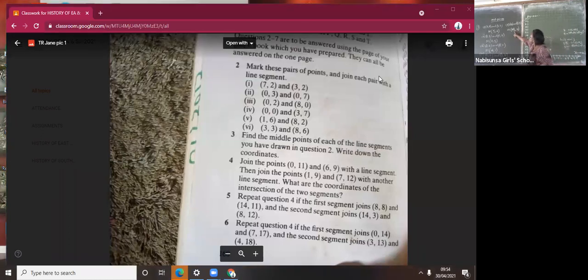We have located this. Now, from here, we read off the coordinates. What is the x coordinate here? 4.5. And the y coordinate? We get 4. The x coordinate is 4.5, and the y coordinate is 4.